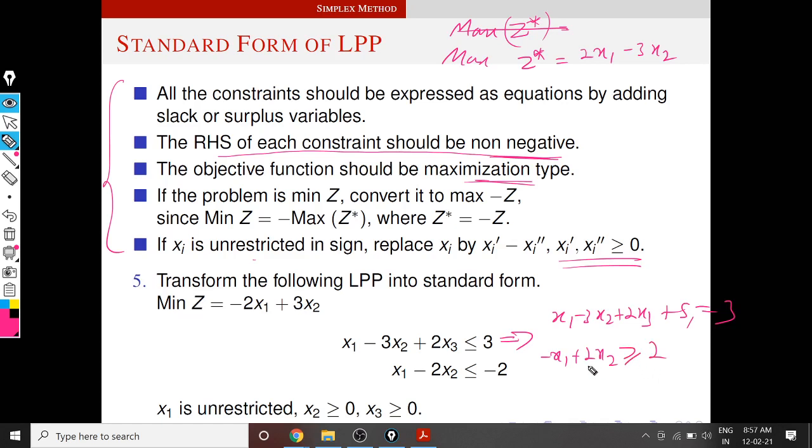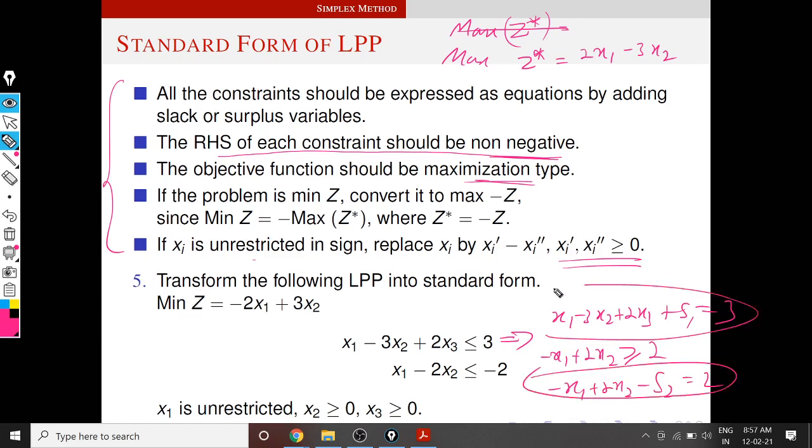Then we can add slack or surplus. It is clear that the left hand side is greater than, so to get an equation, we have to subtract something from the LHS. That is called the surplus variable. So the equation corresponding to the second inequation is minus x1 plus 2x2 minus s2 equal to 2. Now we have two equations and this is our maximization problem. Then come to our variables. We have an extra problem: x1 is unrestricted in sign. So we have to convert all the variables into non-negative variables.